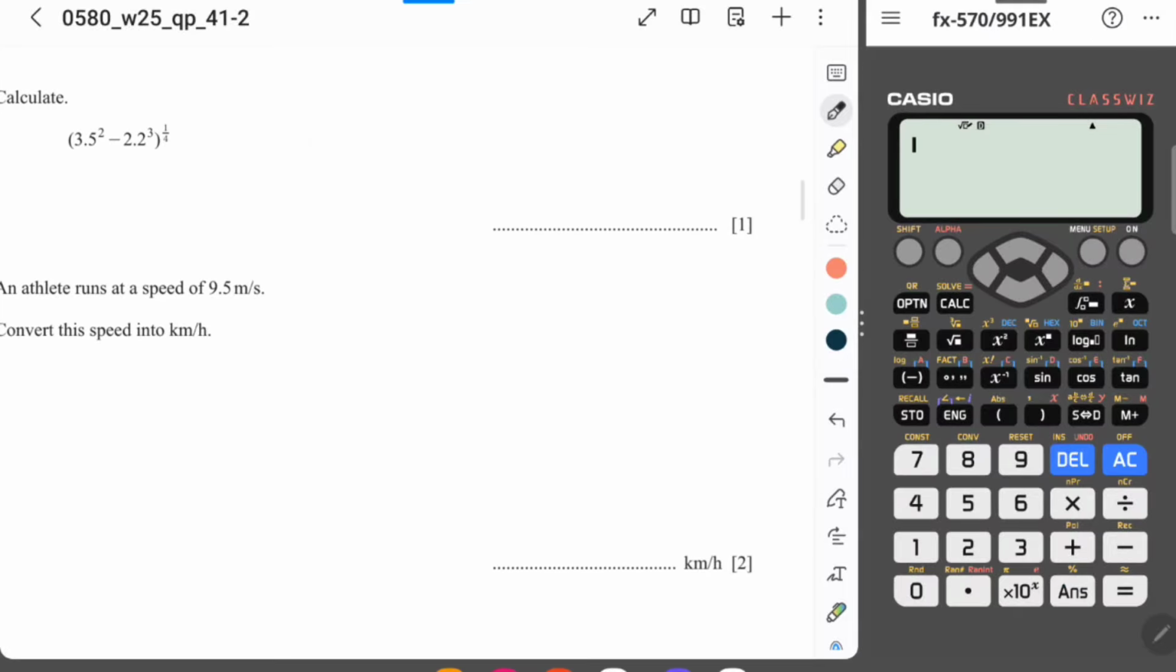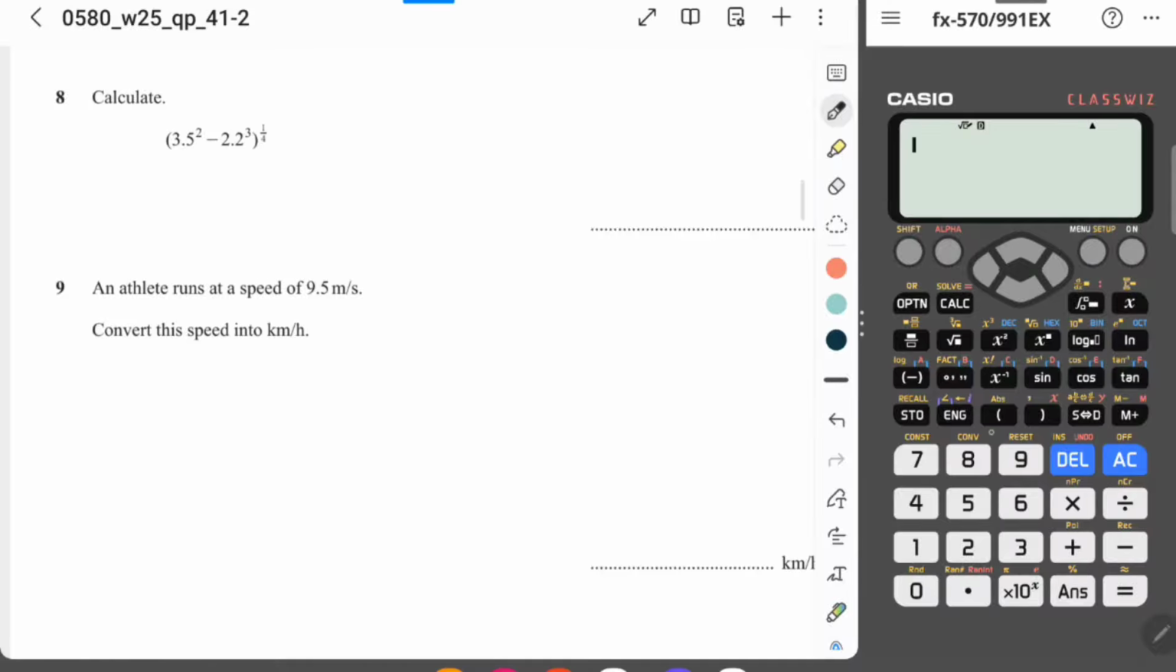Alright, so this is only a 1 mark question. Use your calculator to find your answer. Bracket open, and then 3.5 squared, and then minus 2.2 cubed, then just shift and then this button, cube, and then close the bracket and then write down the power. The power is in fraction form, that is 1 upon 4.